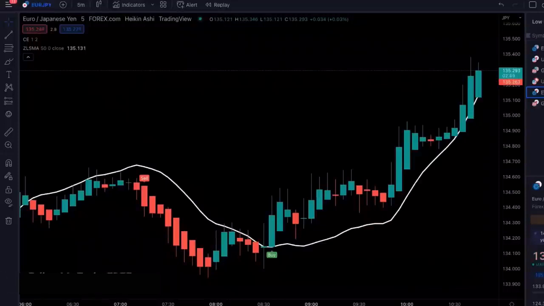Introducing the best TradingView indicator for scalping the 5-minute time frame. This indicator is so powerful that it can predict market movements with up to 96.8% accuracy.